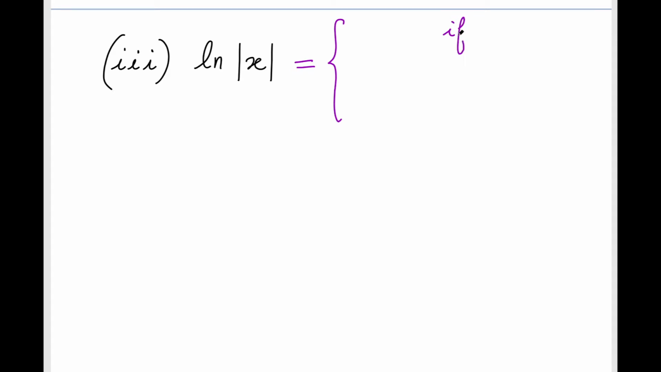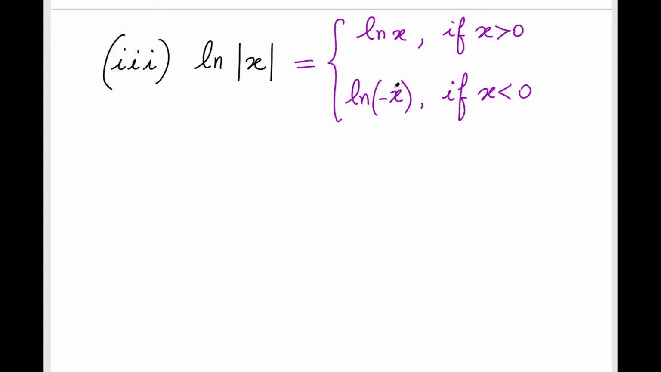So if x is positive, then this function is no more than ln x. And if x is negative, then this is ln of negative x, right? That's what we said. The negative forces that quantity to be positive if x is negative, right?